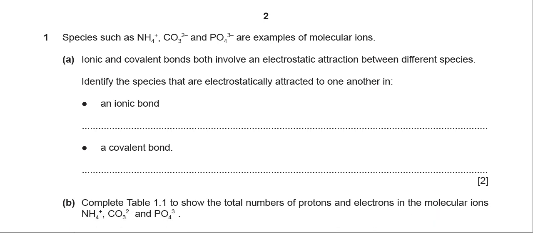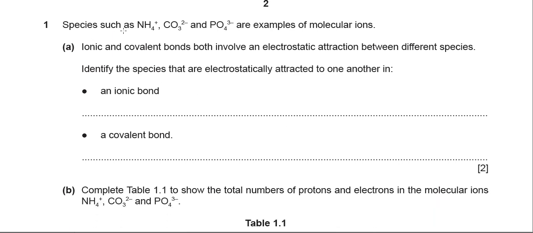So question number one says that species such as ammonium ion, carbonate ion, and phosphate ion are examples of molecular ions. We can also say these are complex ions or compound ions. We can even use the word radicals for these ions. So these are radicals, or complex ions, or compound ions, or you can say examples of molecular ions.